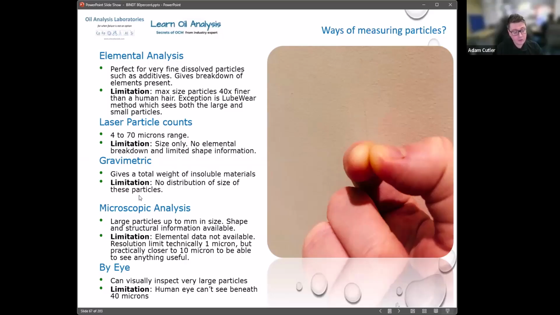We can do it by microscopy, so we can look at the shape and size of those, but it doesn't really give you anything about the elemental data on it. And equally, something you can do, it's completely free: you can just look at the sample, so you can visually inspect the samples too. The limitation on that is generally you don't get anything beneath 40 microns that you tend to be able to see, depending on your eyesight.